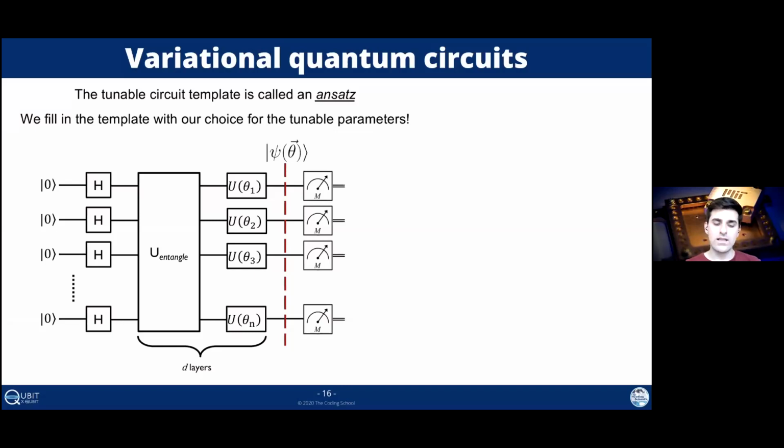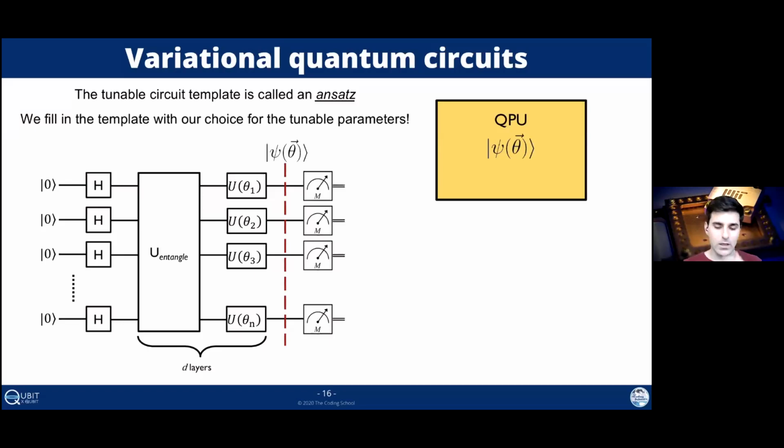And now what we do is fill this template with our choice of tunable parameters. These tunable parameters change through the quantum computer and the classical computer working in tandem. Let's take a look at an example of how that works. We have the quantum computer, which I'm just writing as QPU in this case. The quantum computer runs the quantum circuit, and we end up with some final state, let's say psi of theta. This final state depends on the tunable parameters that we're feeding into our quantum computer using our classical computer.